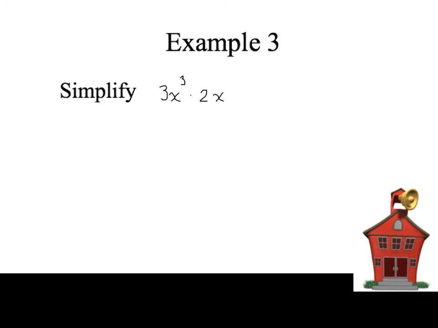In example 3, we're asked to simplify this expression, 3x cubed times 2x to the first power. And again, we have a power times a power, so we know to add the exponents in that case. That'll be 3 plus 1, which is 4. And then we also have the coefficients in front, 3 times 2, that need to be multiplied. So we end up with 6x to the 4th power.